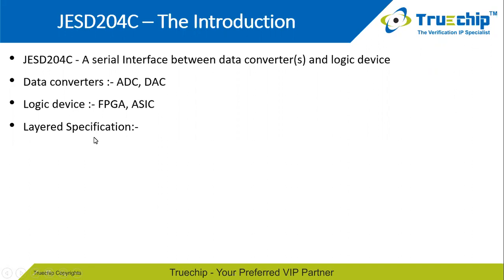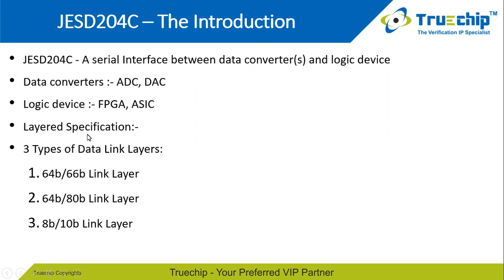JESD204C has a layered architecture. That is, the whole specification is divided into various layers, with each layer having its own functionality. Also, JESD204C supports any of three different data link layers, which are as follows: the 64-bit, 66-bit link layer, the 64-bit, 80-bit link layer, and the 8-bit, 10-bit link layer.